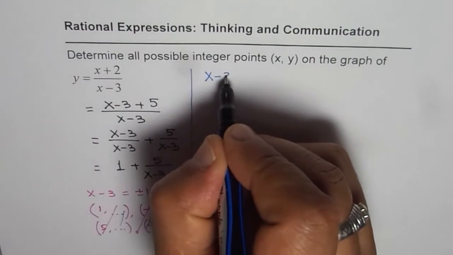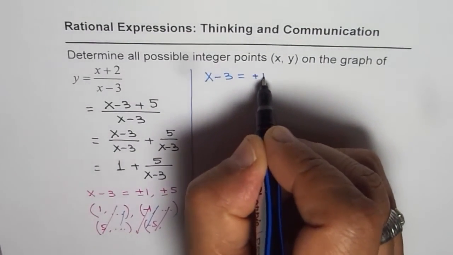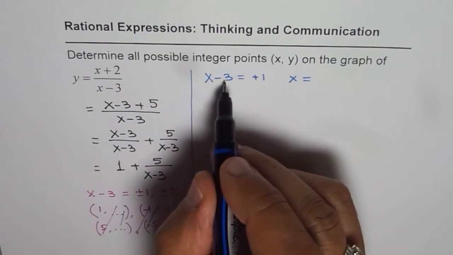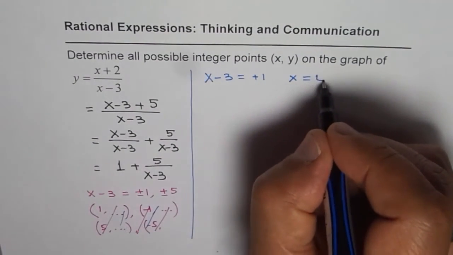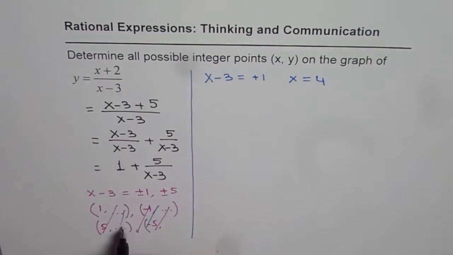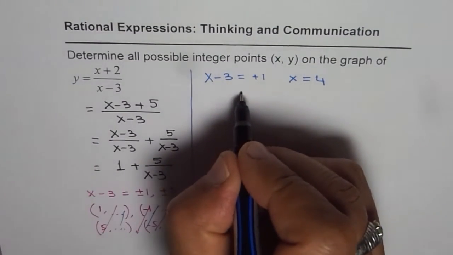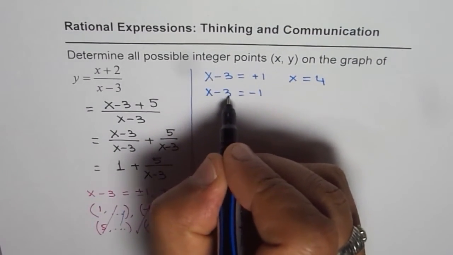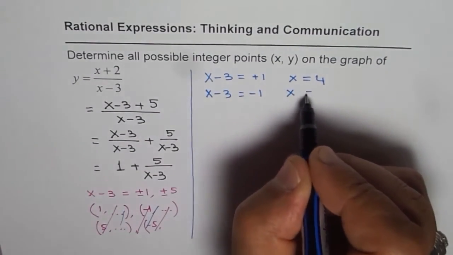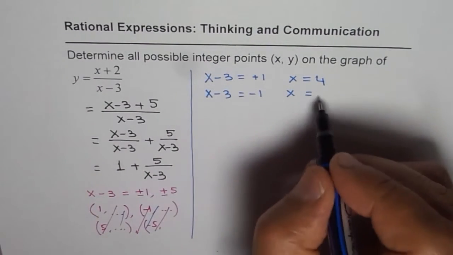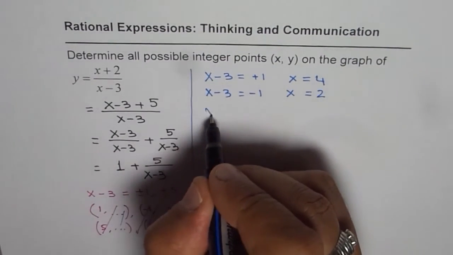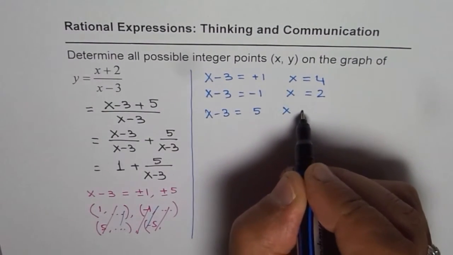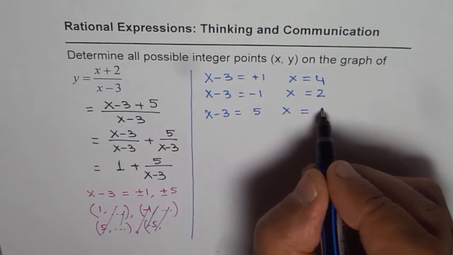That is x - 3 equals plus 1, right? That means what is x equal to? That means x is equal to 1 plus 3, which is 4, correct? Now the second point is x - 3 is equal to -1. If x - 3 equals -1, then x will be equal to -1 plus 3, which is 2. Then we have x - 3 equals plus 5. In that case, x should be equal to 5 plus 3, 8.